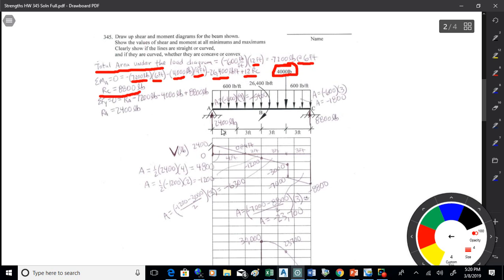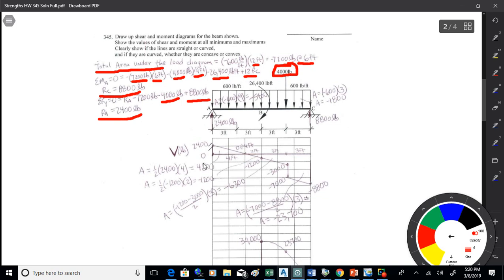Then I can go sum of Fy, I got RAY up minus the 7,200 for the distributed load, minus 4,000 for the point load, plus the reaction of 8,800, so I get RA is 2,400. So those are my reactions.